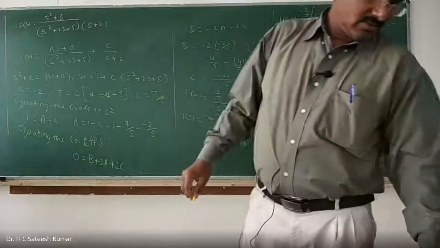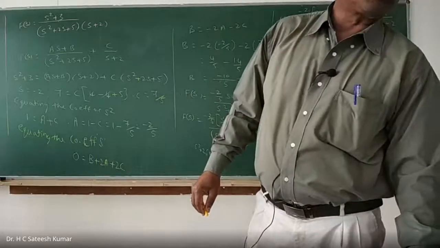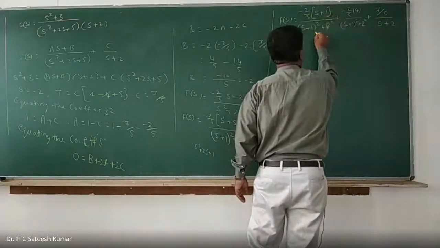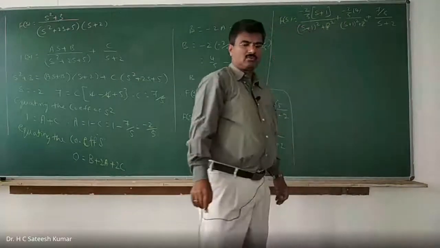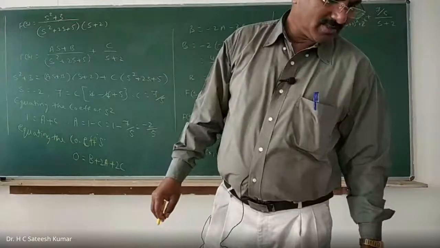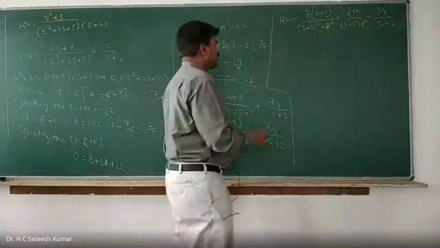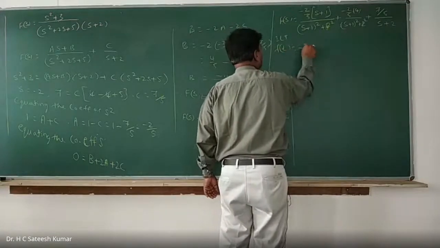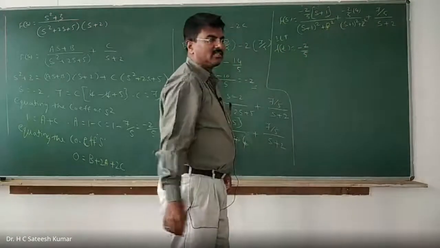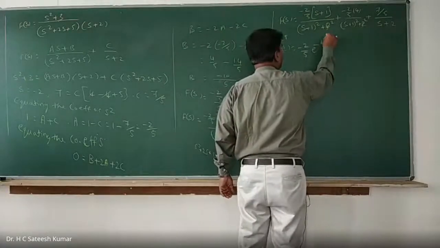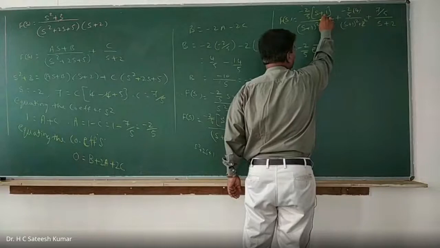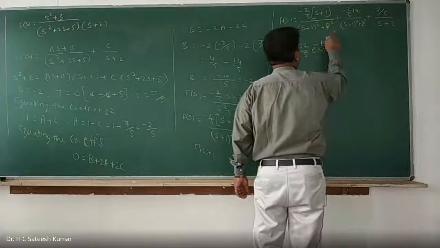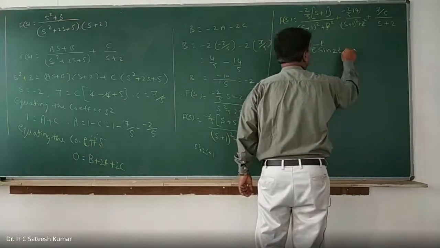It says that one is s plus a divided by s plus a whole square plus omega square. So a is here. We have one formula for that, and the inverse Laplace transformation is e to the power of minus at into cos omega t. So if you take the inverse Laplace transformation, f of t is equal to minus 2 by 5, you write it as it is, e to the power of minus at. A is what? 1. So e to the power of minus t into cos of omega t, omega is 2, so 2t. Okay, right.